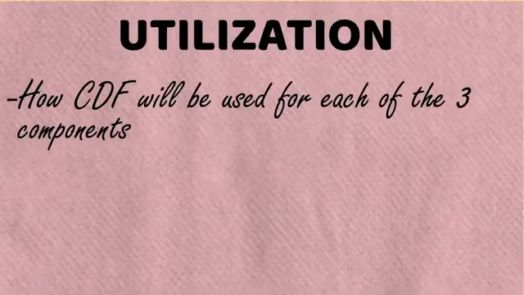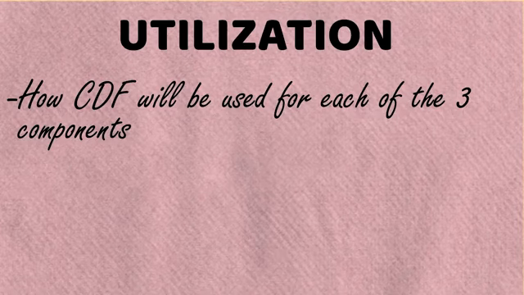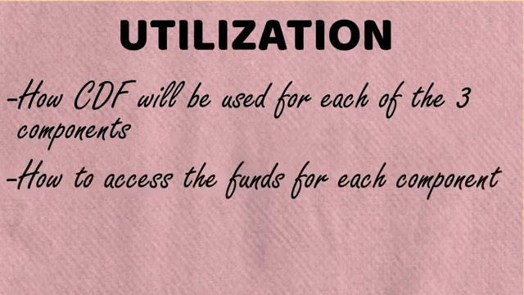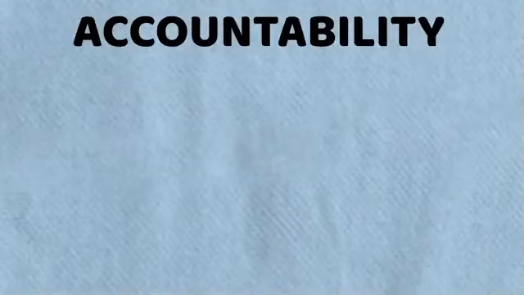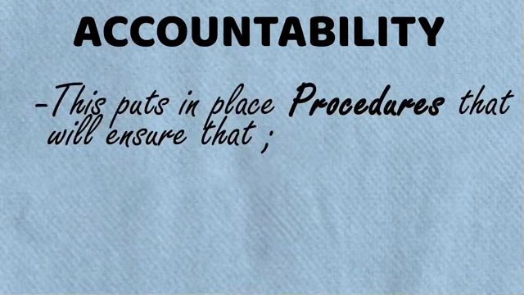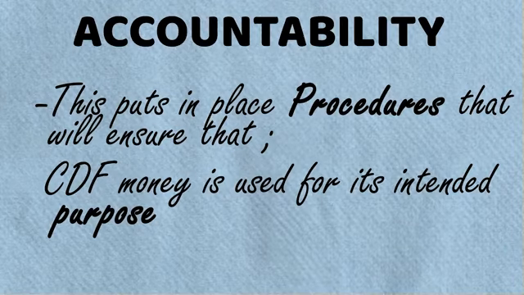Part 5. Utilization of the Constituency Development Fund. This explains how CDF will be used for each of the 3 components of CDF. It explains in greater detail how to access the funds for each component and how those funds should be released and under what conditions. Part 6. Accountability of the Constituency Development Fund. This puts in place procedures that will ensure that CDF money is used for its intended purpose.